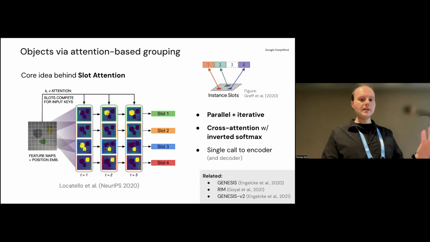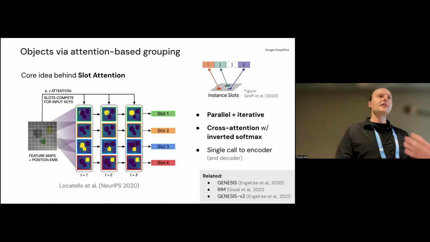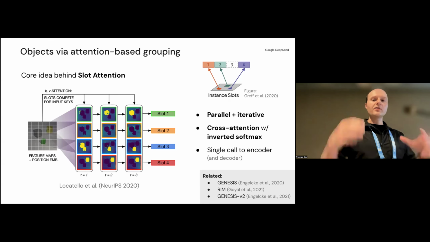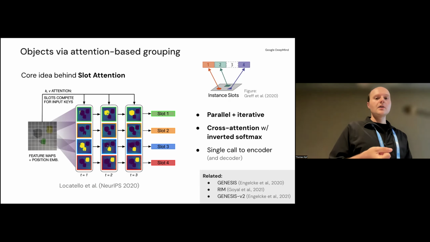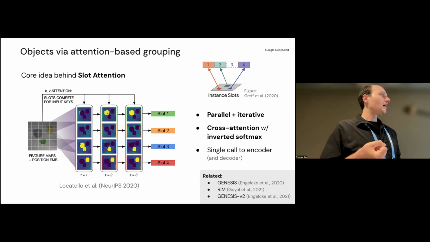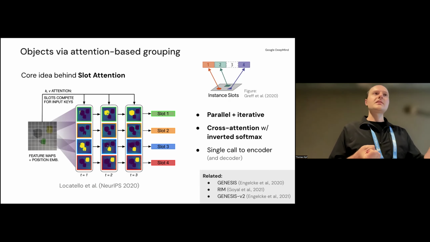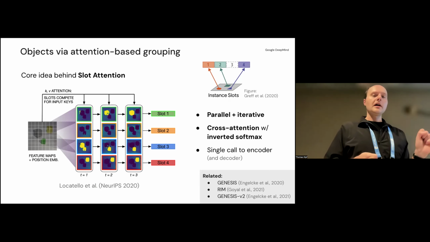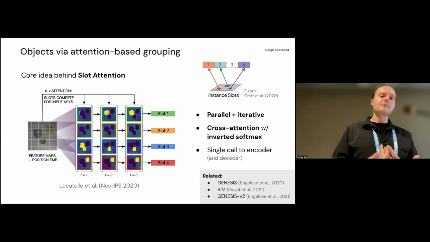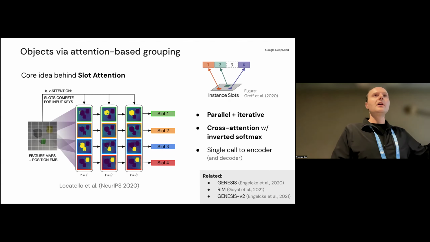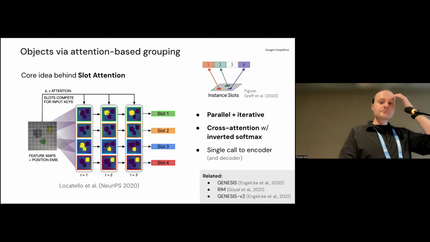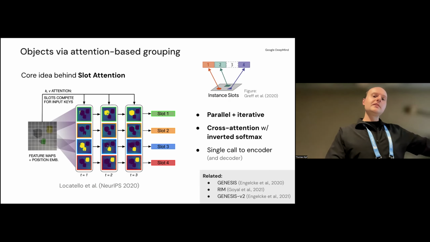And so the key here, in the absence of supervision, was to do cross-attention with an inverted attention mechanism, where the softmax is normalized over the query axis instead of the key axis, which basically means that individual pixels have to decide to which slot they belong. And that competition mechanism is typically sufficient to encourage some kind of grouping in these representations. And we then decode those slots and get an image back.